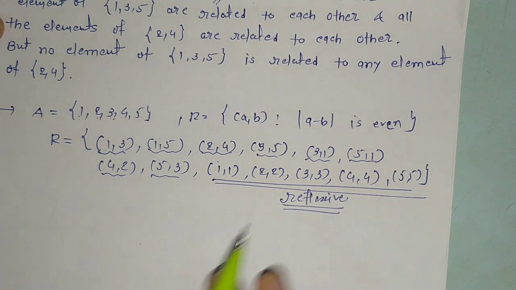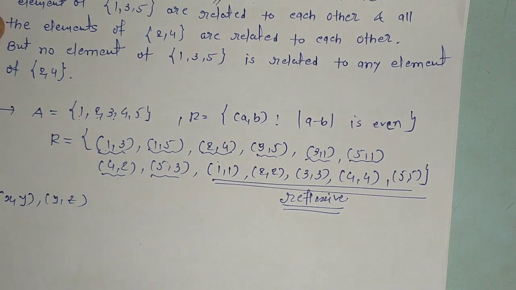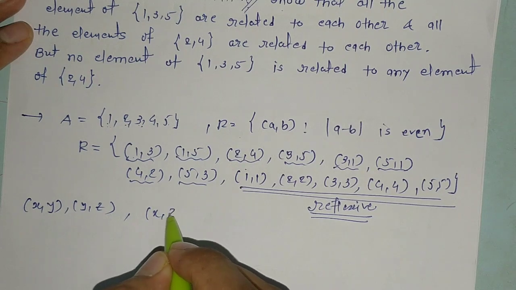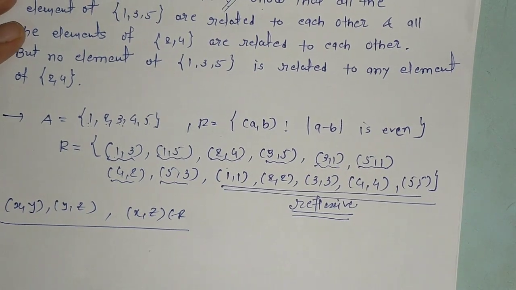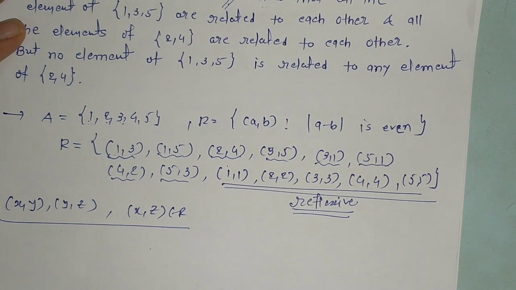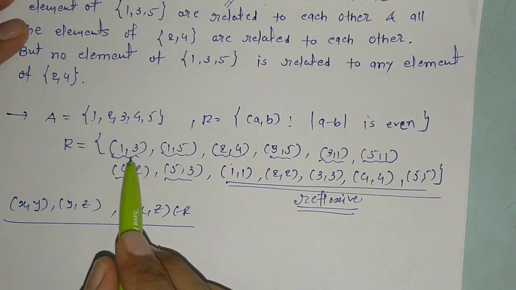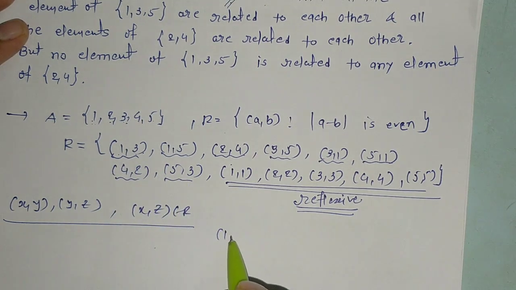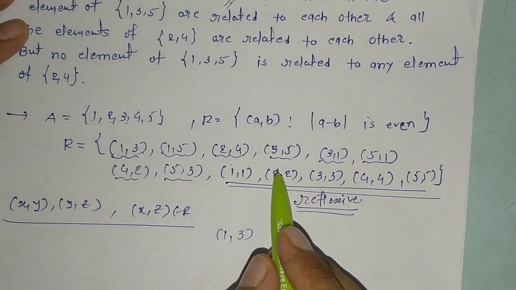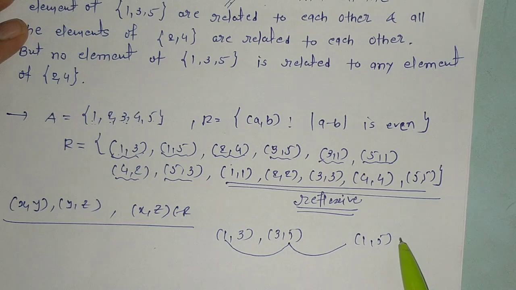Now if you take any two pairs according to this condition, x comma y and y comma z, you always find x comma z belongs to R. Just to understand that this relation is transitive, we take any two pairs according to this condition. Let's take 1 comma 3, so the next pair will be 3 comma something. Is there any pair? Yes, 3 comma 5 is there. So the transitive property will give you 1 comma 5, and that must be in the relation.